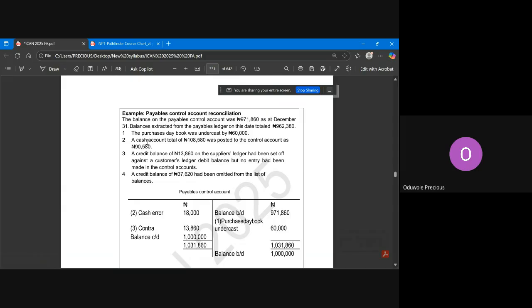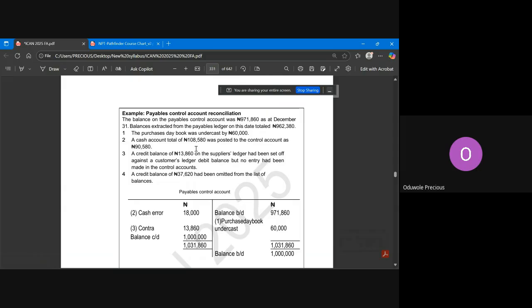Then cash account total of 108,580 was put to control account as 90,580. That's an error, so you look for the difference. You say 108,580 minus 90,580, it will give you 18,000. The 18,000 will come here under payable control because they said it was posted in the control account. So the mistake is in the control account, and you post it back to the control account. But it is reducing your debt because that's a cash payment.